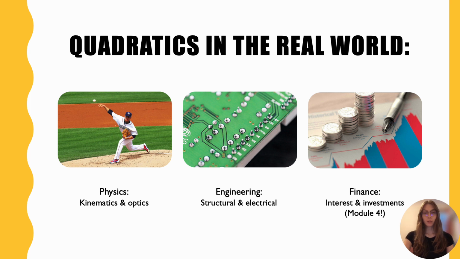Quadratic equations have many real-world applications, and I have some examples of those here. So for one, in physics, quadratics are used in both kinematics and optics, and here I have the example of somebody throwing a baseball. So a quadratic equation can be used to model the movement of any object that is thrown or dropped and has an arc-like shape to its movement. Quadratics are also used in engineering, specifically in structural engineering when trying to measure objects that are rounded, or in electrical engineering when making circuits. And finally, quadratics are used a lot in finance, specifically with interest and investments. And again, for those of you who are taking college math, you're going to revisit these concepts in Module 4.